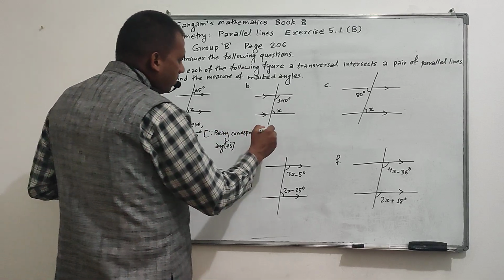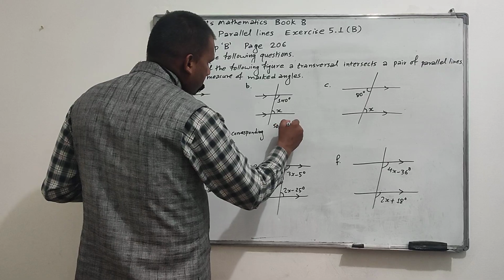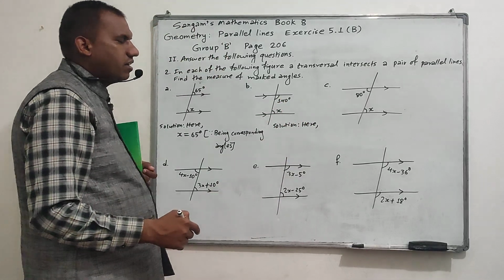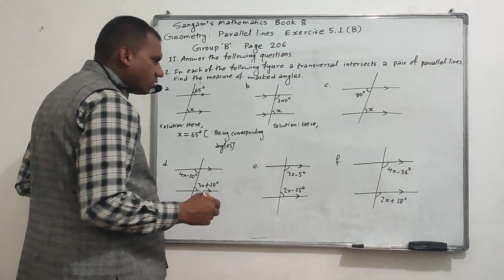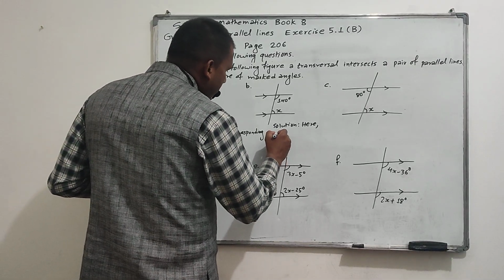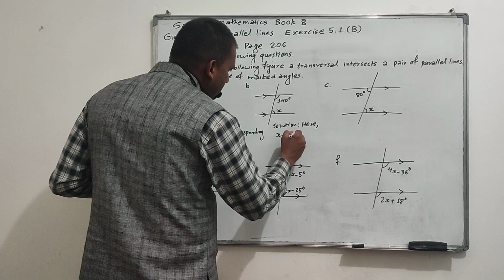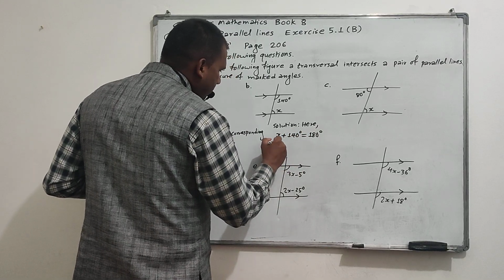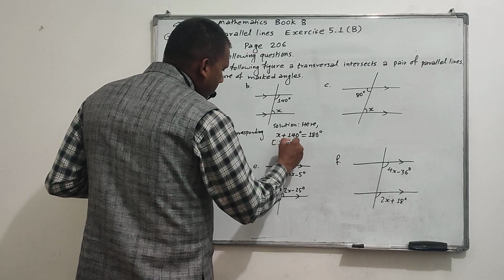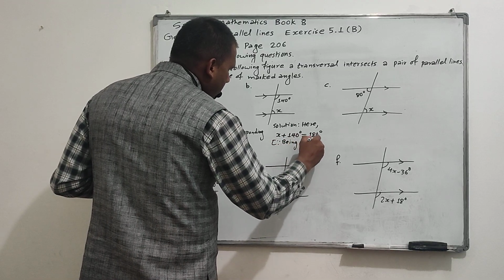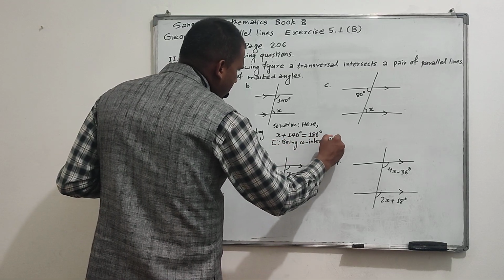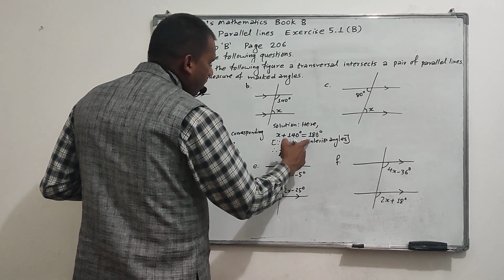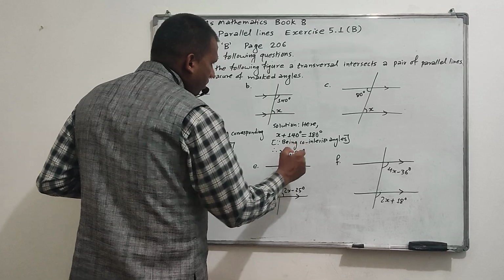Now B, solution here. x and 140 degree, they are co-interior angles, so their sum is 180 degrees. So we can write x plus 140 degree equal to 180 degree, being co-interior angles. Therefore, x equal to 180 minus 140, that is 40 degree.